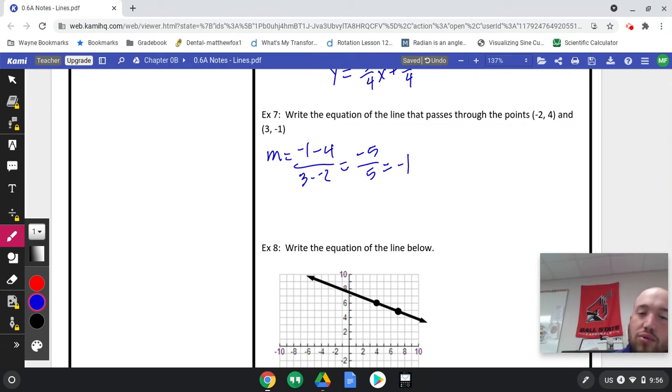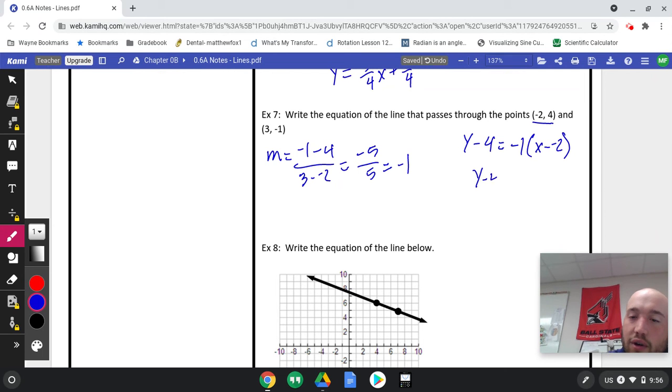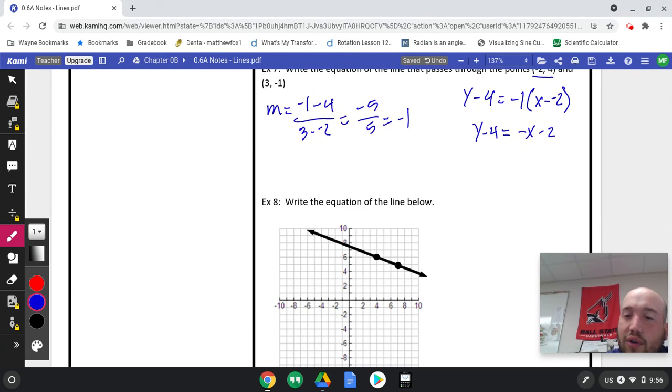Now we just plug them in. You choose which point looks easier, either 3, negative 1, or negative 2, 4. I don't care. You will get the same thing either way. I'm going to do y minus 4, I'm using this point, equals negative 1 times x minus negative 2. Okay, so y minus 4 equals negative x. Now minus minus becomes plus 2, but times a negative 1, so minus 2. We add the 4 over, and we are going to be done with y equals negative x plus 2.